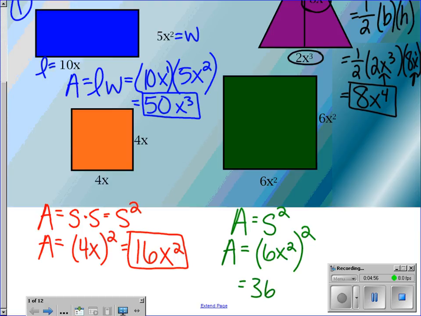x squared squared. We have a base raised to a power, raised to another power. What do we do to the exponents? Multiply. 2 times 2 is 4. We have a power raised to a power. We multiply.